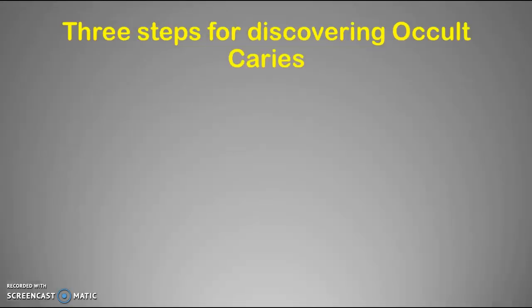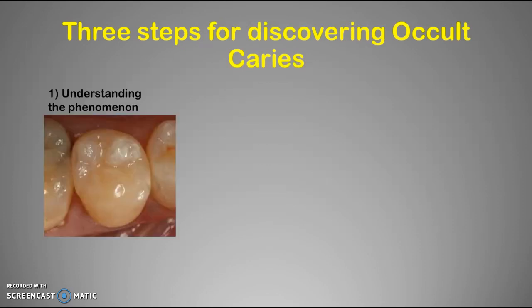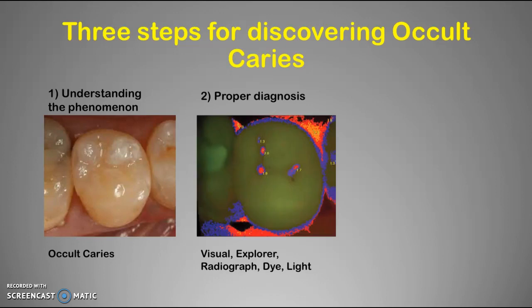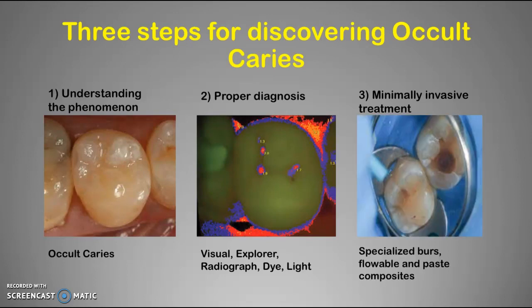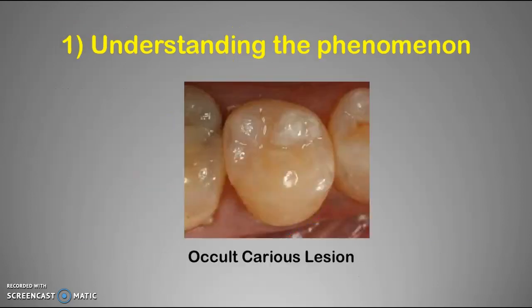There are 3 steps for understanding the occult lesions. First, we have to understand the phenomena, where it comes from, and what it means to us. Secondly, we need proper diagnostics, and for that, we can use visual, explorer, radiograph, dye, and light. And finally, once we've discovered these lesions, we need to treat them in a minimally invasive manner, for which we can use specialized burrs, flowable, and paste composites. So let's discuss the phenomena of occult caries.